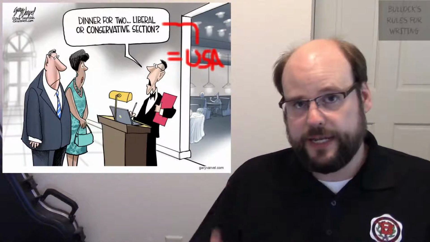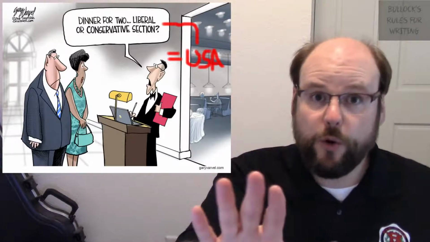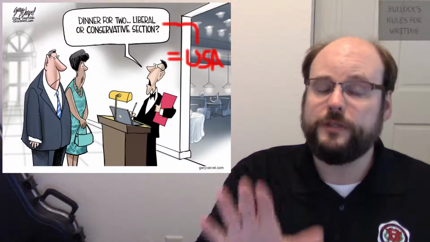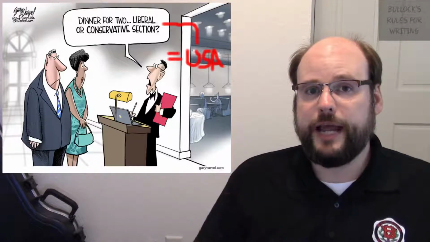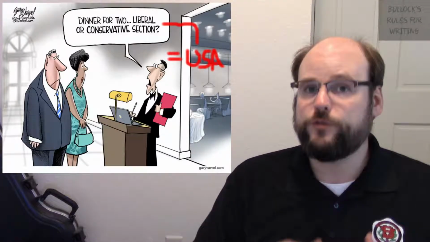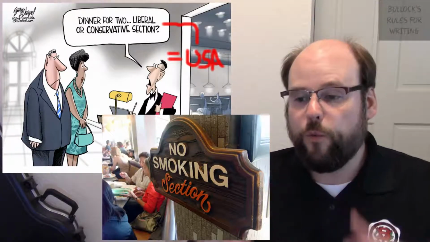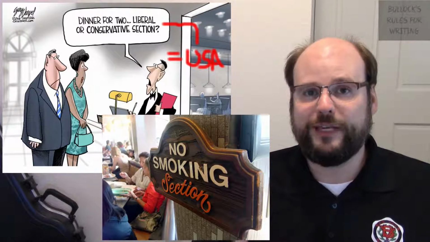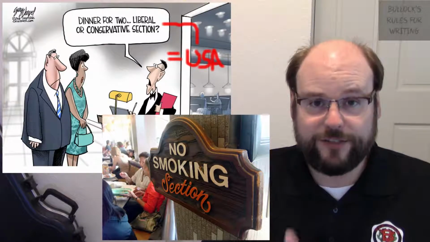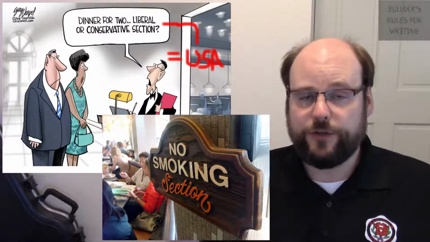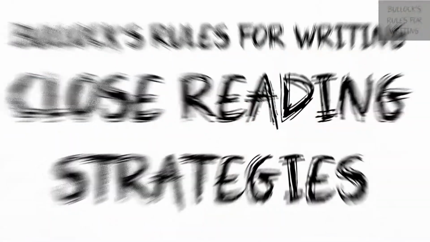So there is this distinct analogy. You are probably too young to remember when restaurants allowed smoking, but there is this analogy between having different sections in a restaurant, such as smoking and non-smoking, the way that in this cartoon Gary Varvel depicts the restaurant as having a conservative and a liberal section.